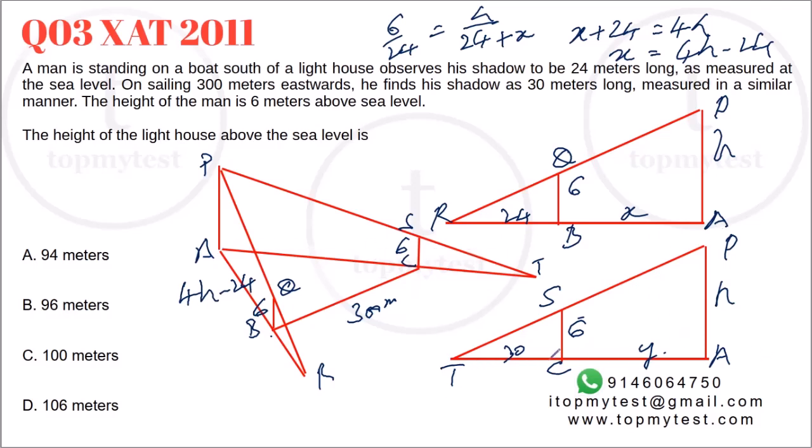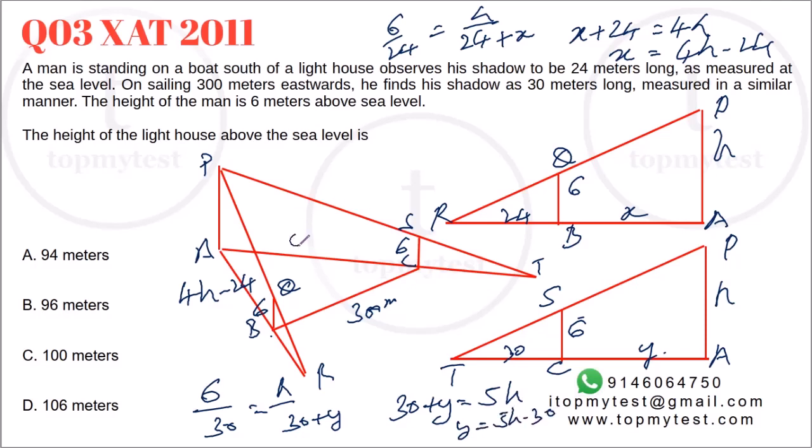Right. Okay. Now let's try to calculate the value AC. Now if you look at the value AC, again by using the same method, 6 by 30 should be equal to H divided by 30 plus Y. If you rewrite this, you'll get 30 plus Y equals 5H, or Y should be equal to 5H minus 30. So this will be 5H minus 30. Now obviously we can use the Pythagoras theorem and try to find these. 4H minus 24 square plus 300 square is equal to 5H minus 30 square.